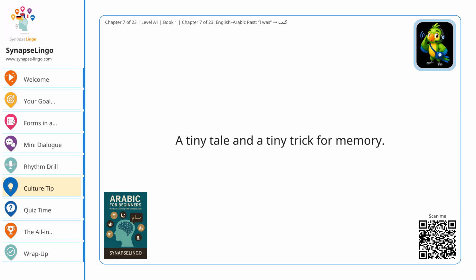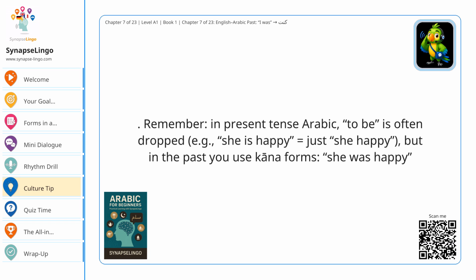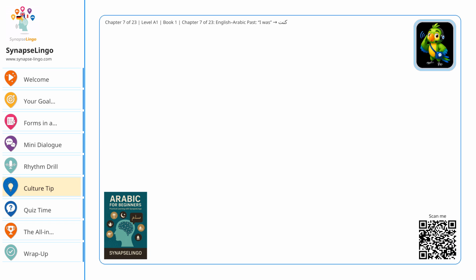Culture tip. A tiny tale and a tiny trick for memory. Arabic stories often begin with, once upon a time: كان يا ما كان. Remember, in present tense Arabic, to be is often dropped, e.g., she is happy equals just, she happy, but in the past you use kana forms. She was happy. كانت سعيدة. Bonus negatives. I was not. لم أكن. He was not. لم يكن.